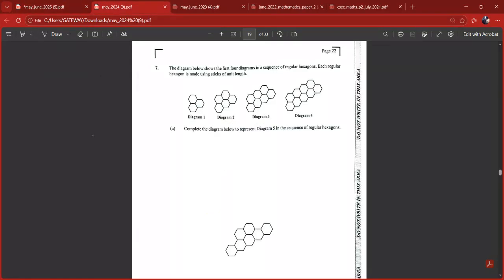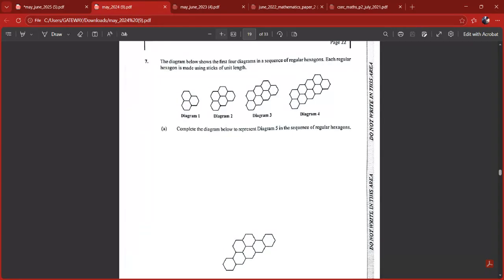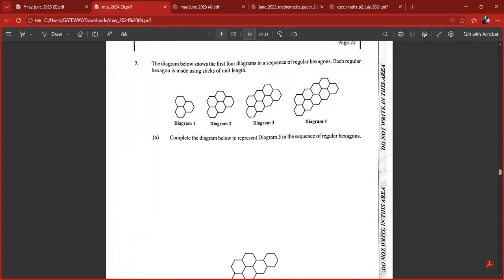So the 2024 paper here now, question 7. The diagram below shows the first 4 diagrams in a sequence of regular hexagons. Each regular hexagon is made using sticks of unit length. So you have diagram 1, diagram 2, diagram 3, diagram 4. Diagram 1 has 3 hexagons. Diagram 2 has 5 hexagons. Diagram 3 has 7 hexagons. Diagram 4 has 9 hexagons.